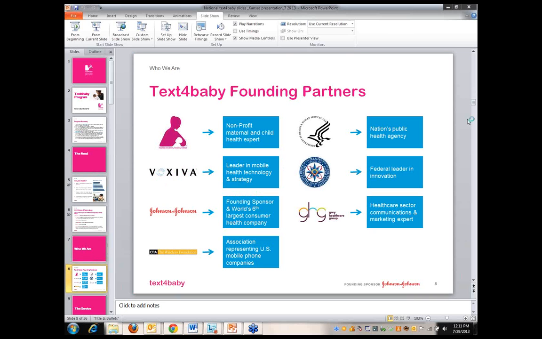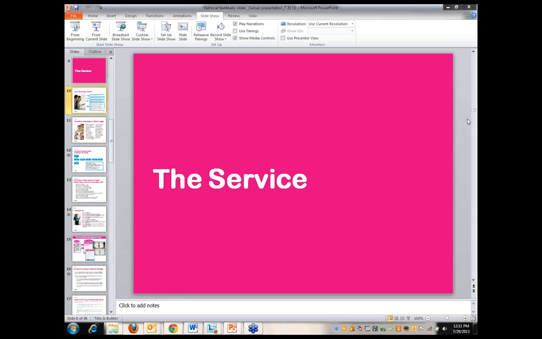So who are we? Again, Text4baby is based at the nonprofit Maternal and Child Health Organization, but it involves Johnson & Johnson as our founding sponsor and supporter. CTIA, the Wireless Foundation, provides the funding to support all of our text messages to make them free to the end user, as well as we are very actively engaged with Voxiva, who is the technology company that does everything technology related with sending out the texts, as well as the Department of Health and Human Services, the White House Office of Science and Technology, and a number of others who were integral in making the service as well as keeping it going.